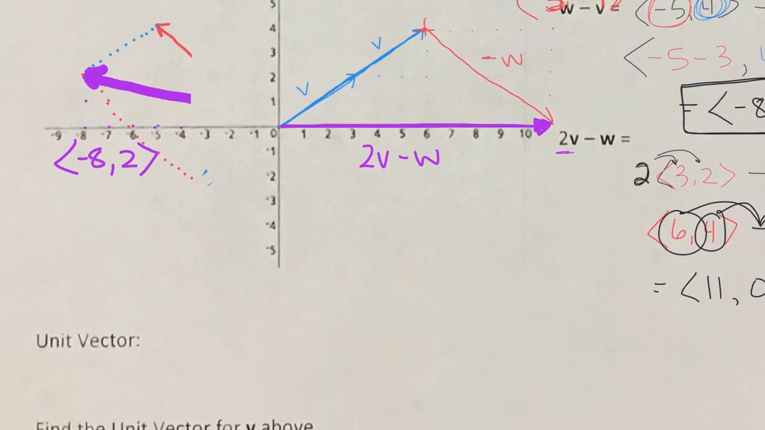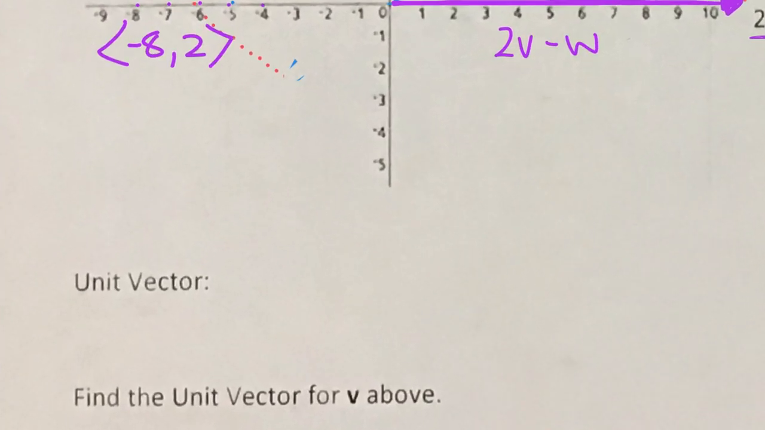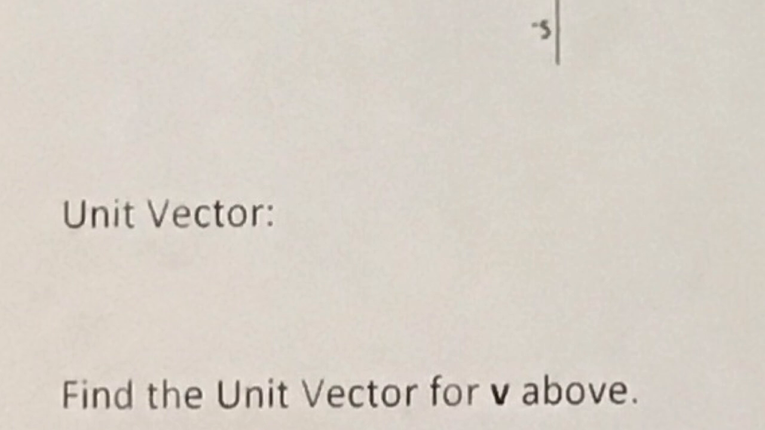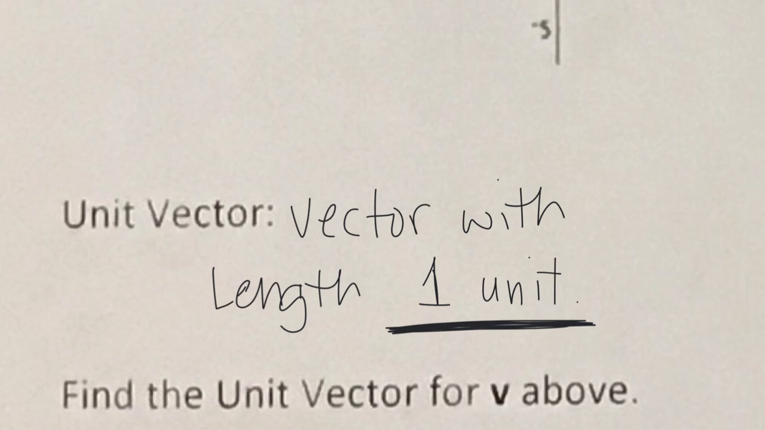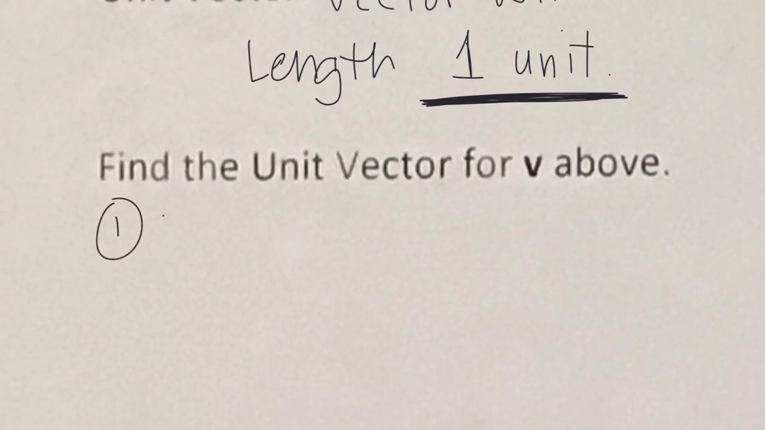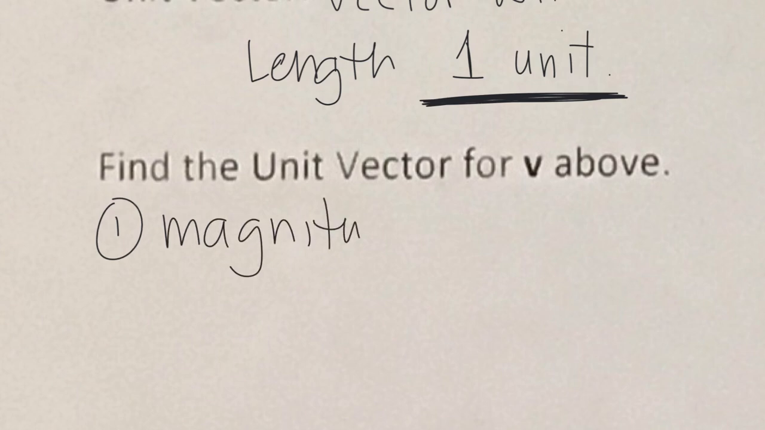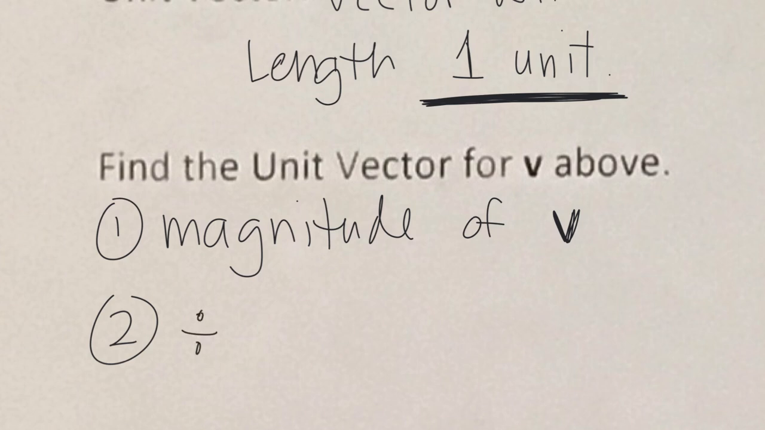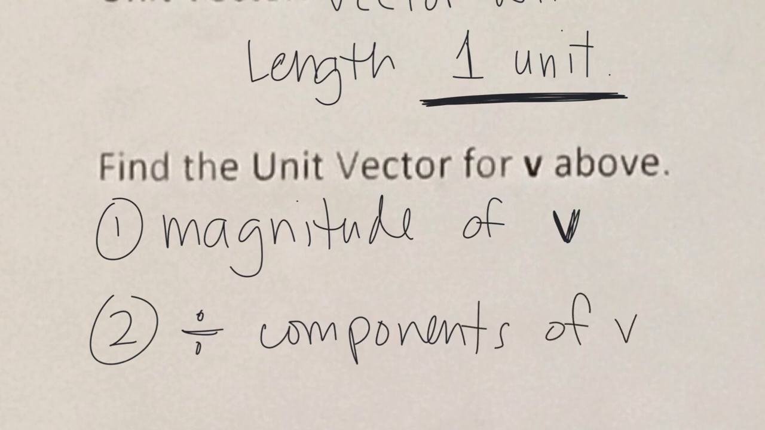Okay, and then our last thing is something called a unit vector. Similar to a unit circle, a unit vector is a vector with length 1. So let's find the unit vector for v, for vector v. Now there's 2 steps. Number 1, we have to find the magnitude. Finding the magnitude of the vector is first. And then the second thing is we're going to divide the components of v, of our vector, by your magnitude.